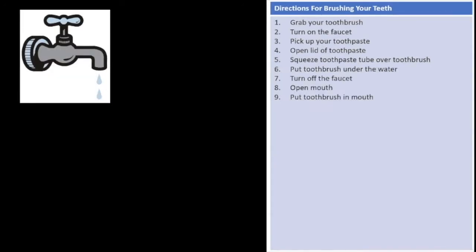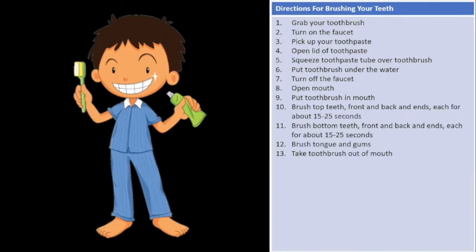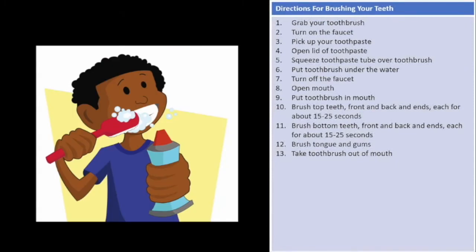The next few lines are put toothbrush under the water, turn off the faucet, open mouth, put toothbrush in mouth, then brush top teeth, front and back and ends, each for about 15 to 25 seconds. Number 11 is brush bottom teeth, front and back and ends, each for about 15 to 25 seconds. Line 12, brush teeth and gums. Line 13, take toothbrush out of mouth.